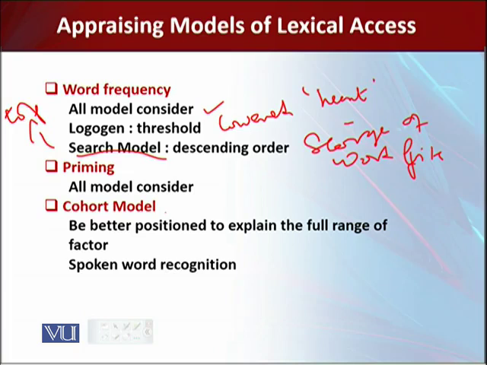Now in the cohort model, many word candidates are activated in the initial access phase, but more frequent words would be chosen in the subsequent selection stage as well. So you have the initial stage activation, but it is not only restricted to the initial stage. You would also have the activation of the frequent words in the subsequent selection stage as well. So all these models can explain the word frequency effect.